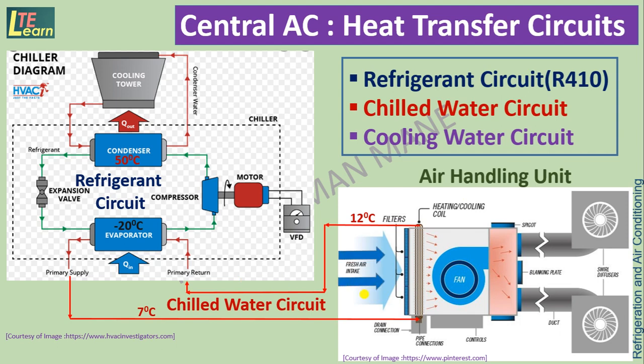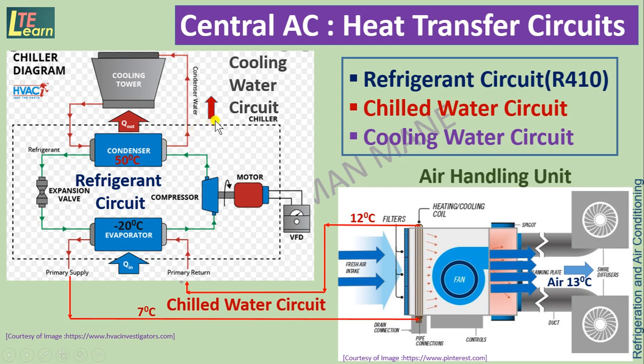When fresh air is passing over the cooling coil, it is cooled. Such cold air at 13 degrees Celsius temperature is supplied by using ducting system to the different rooms. Heat from the condenser is carried by the water of cooling water circuit at 36 degrees Celsius temperature and it is rejected at cooling tower to the atmospheric air, and water is returned from the cooling tower at 32 degrees Celsius temperature to the condenser.